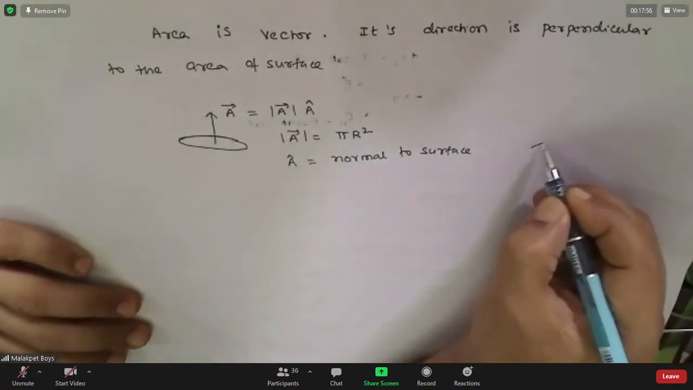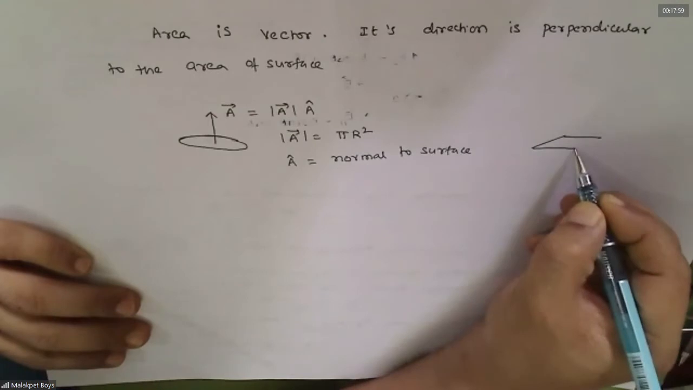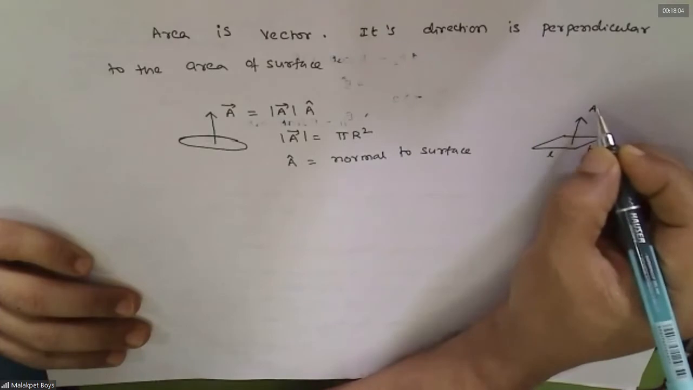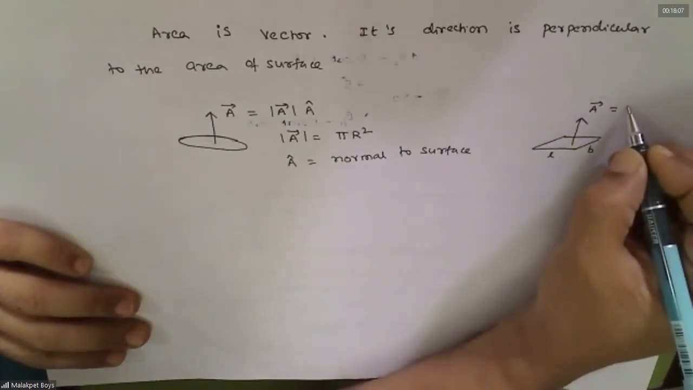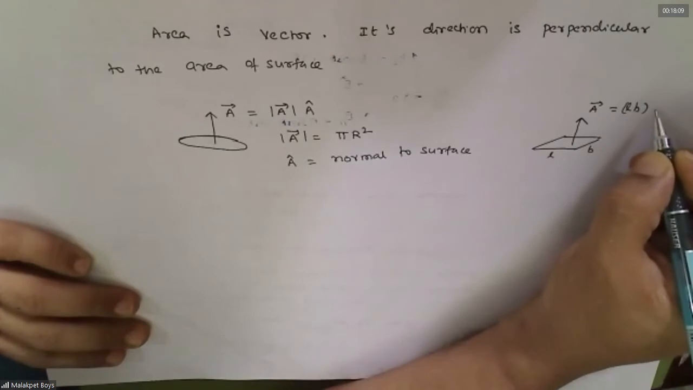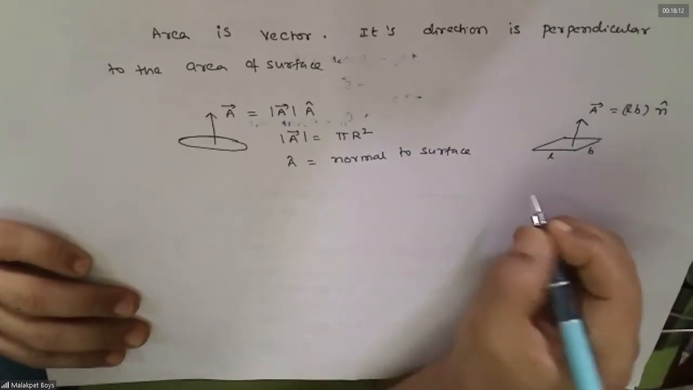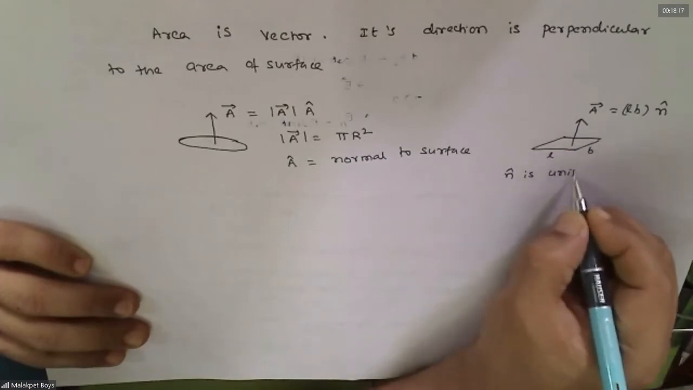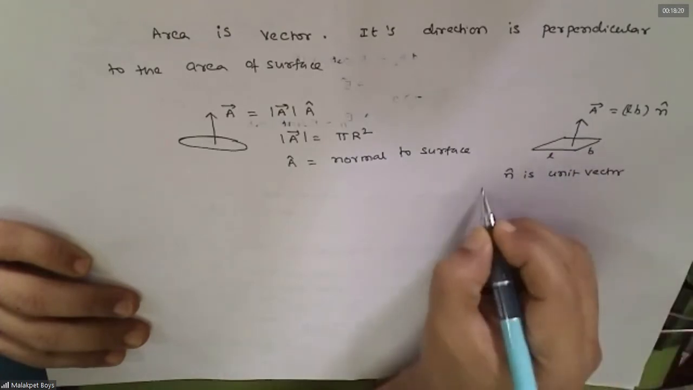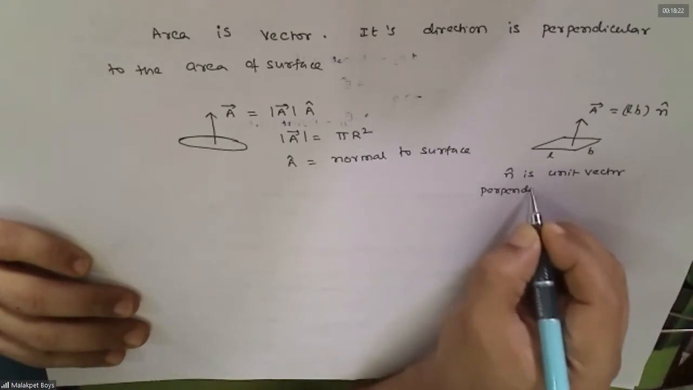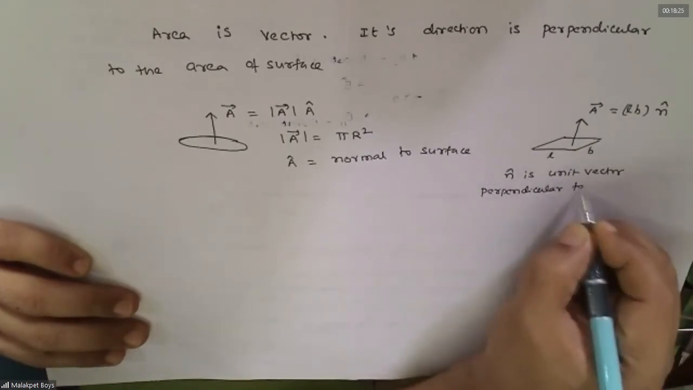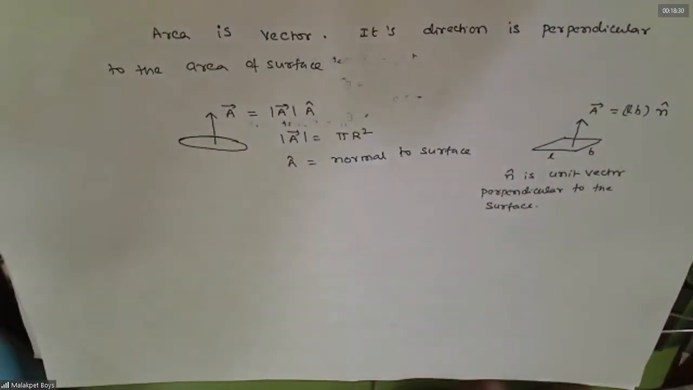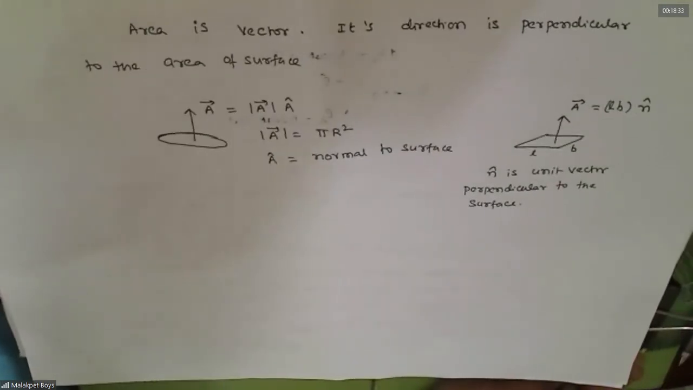Now suppose this is a rectangle, then this will be the area. Magnitude, and the direction is n cap. Understood this? Is it clear? Right.